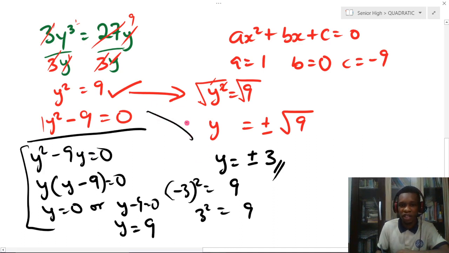So what we've done here is the correct value, where we had that our y is equal to plus or minus 3. So the two values of y are what? Plus or minus 3.